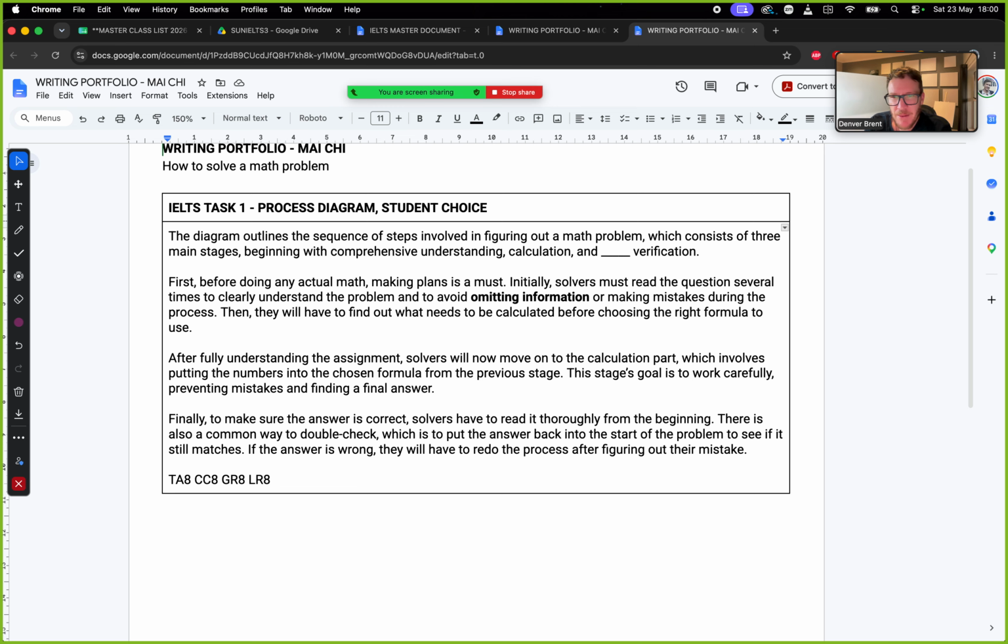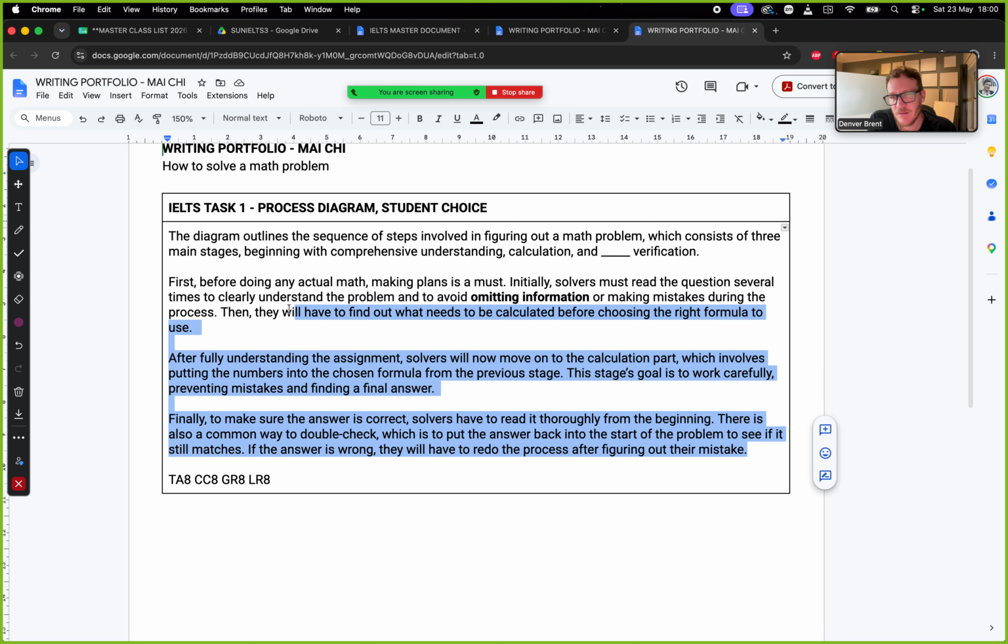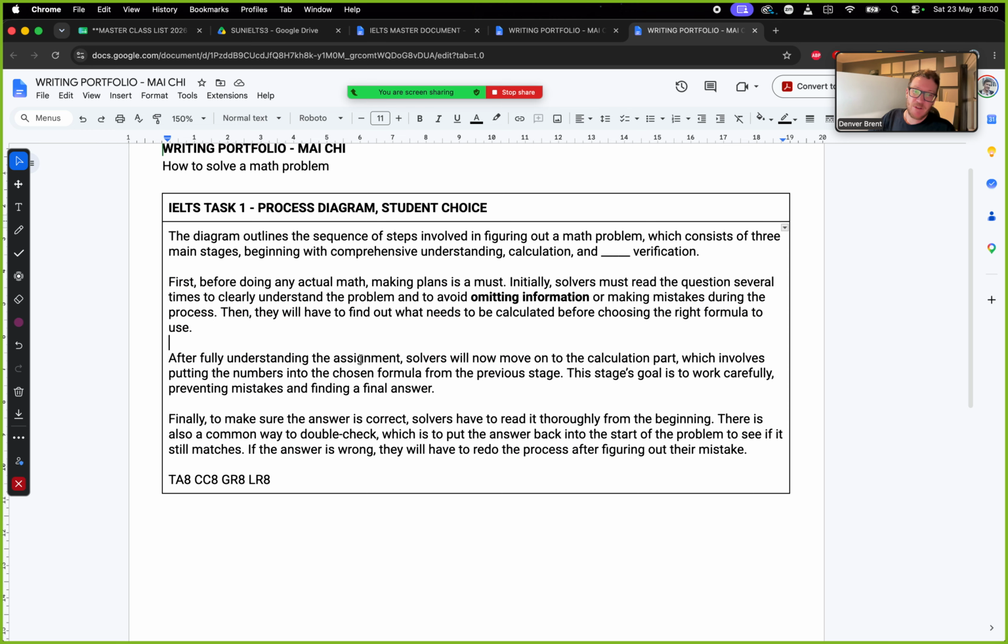So perhaps there's just, you've given good vocabulary here, omitting, I think you use the word formula, understanding the assignment, calculation part. Yeah, this could be a 9. And another assessor could give you a 9 on the day. Okay, I'm giving you an 8 here, but it's a secret 9. Well done, Mai Chi. Keep it up.